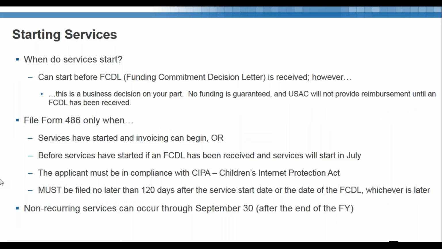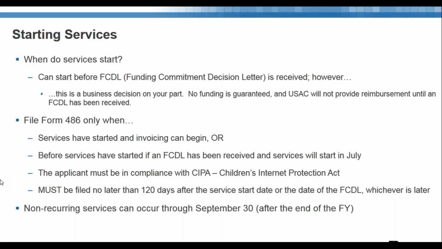So let's talk about when you actually start services. When can you do that? They can start before a funding commitment decision letter is received. However, that's really on you and the school district to determine. It's a business decision, right? No funding is guaranteed with this program, and USAC will not provide reimbursement until an FCDL has been received. So you can start those in April, but if the school hasn't received their funding letter yet, it's a risk that they're not actually going to get the E-rate funds.